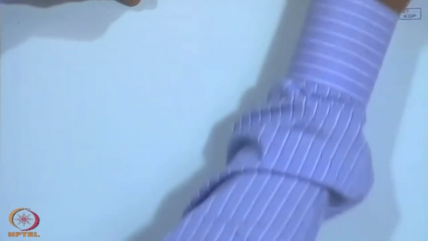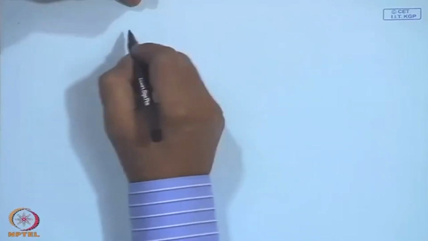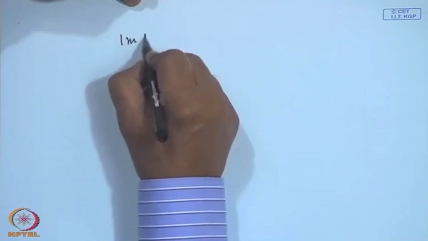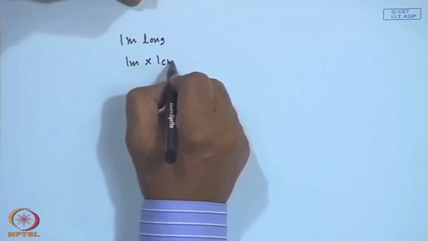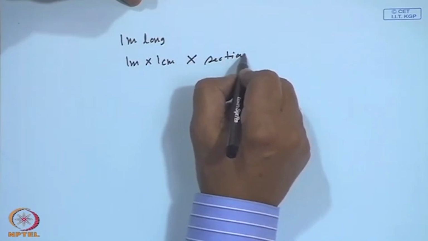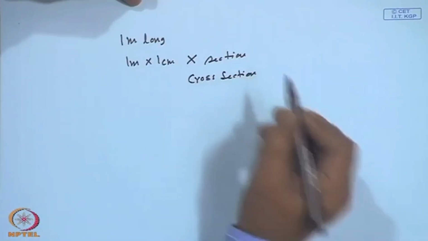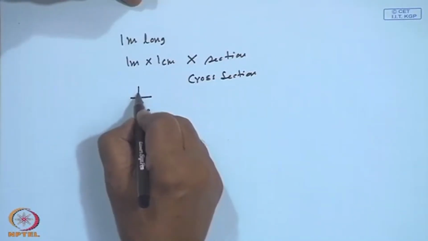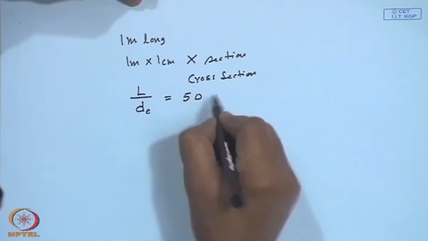We found for a case of, let us say, 1 meter long by 1 meter by 1 centimeter cross section. This is the cross section. L by d E will turn out to be about 50, which satisfies greater than 30 for the fully developed condition.